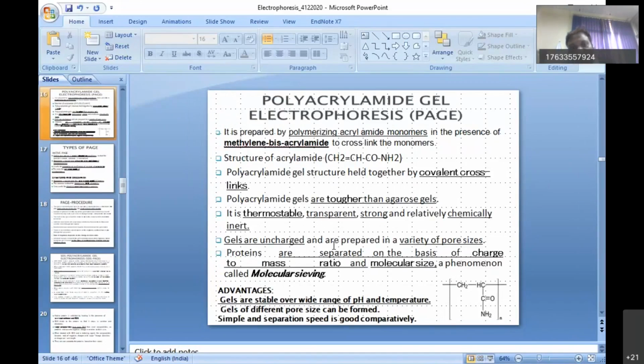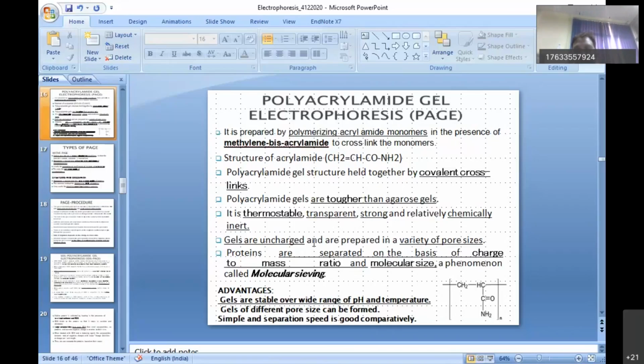So now come to the polyacrylamide gel. Basically, PAGE is prepared from the polyacrylamide monomer in the presence of methylene bisacrylamide, and they get cross-linked. Structurally, acrylamide is CH2=CHCONH2. Polyacrylamide gel is a structure held together by covalent cross-linking. It is thermostable, transparent, strong, and relatively chemically inert.